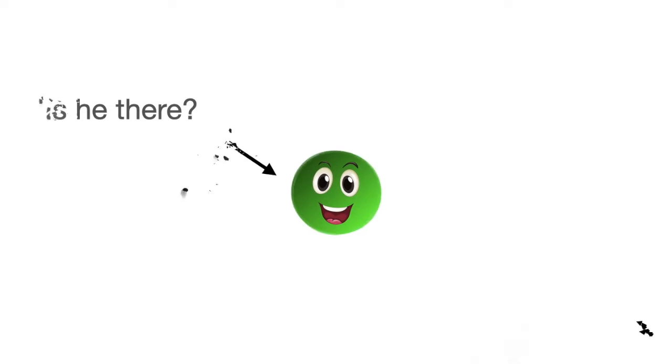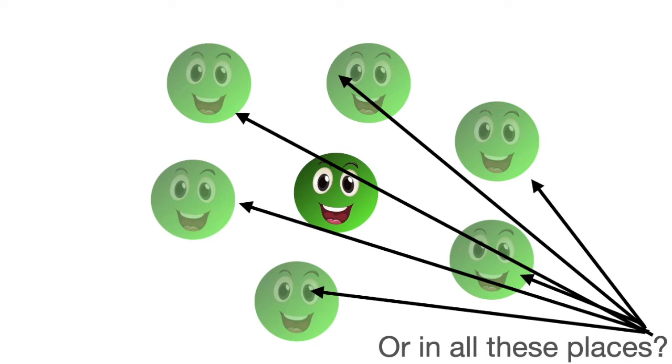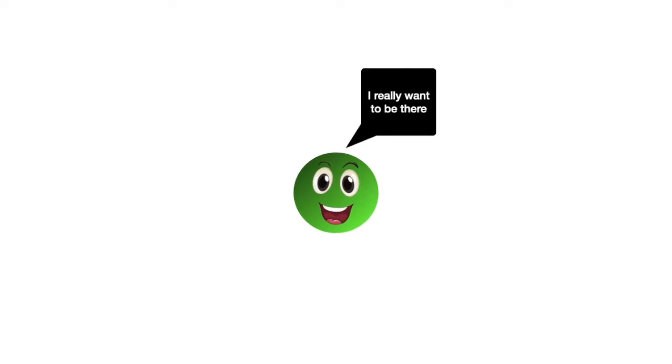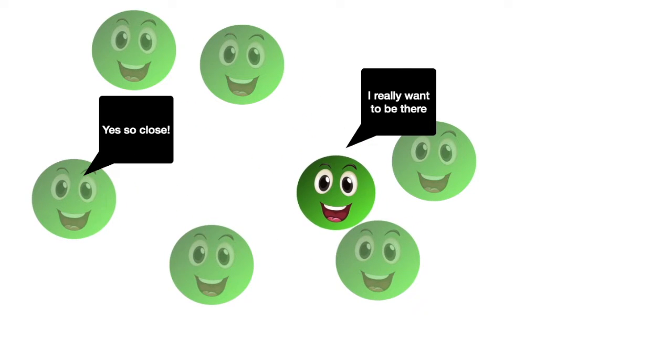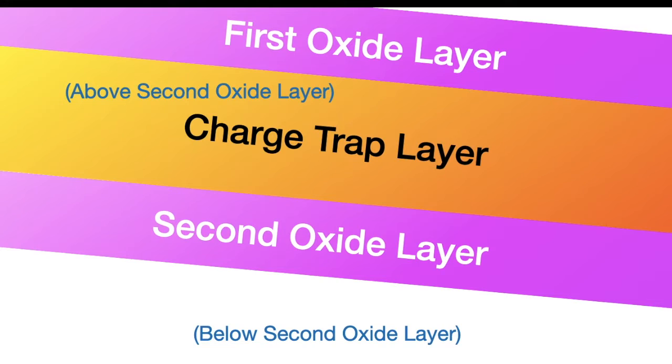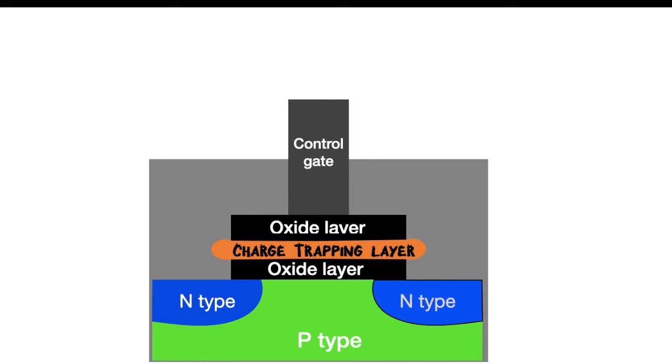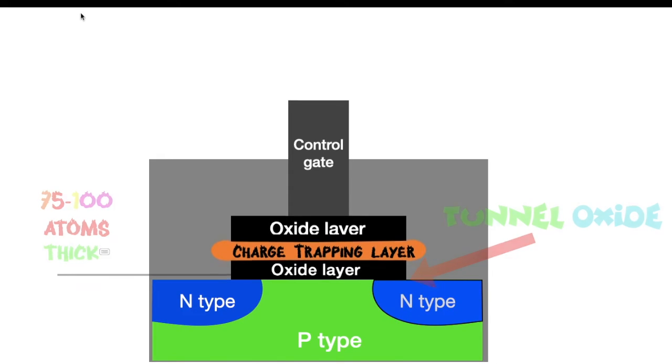Well, electrons are never in a well-defined position. Rather, they are at a range of positions at a given time. If an electron is being pulled somewhere, it is likely that the electron will be closer than further from the object pulling it. Because of this, the probability that the electron is above the second oxide layer is high, letting the electron tunnel through. In addition, the second oxide layer, also known as the tunnel oxide, is very thin, about 75 to 100 atoms thick.